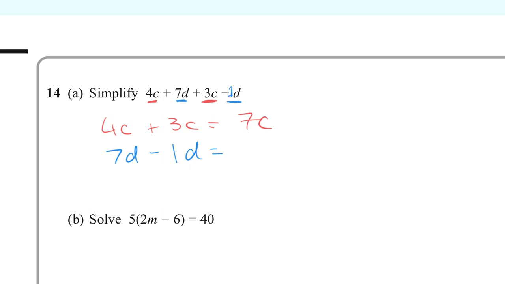Oh gosh, too many equal signs. Alright, literally all you're doing is you're putting all the C's together and then you're putting all the D's together. So you get 7C plus 6D. Alright, it's a plus because it's a positive 6D.